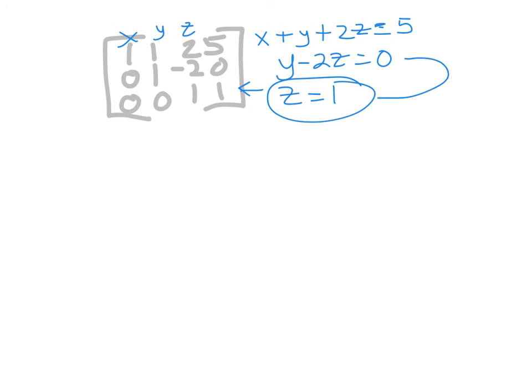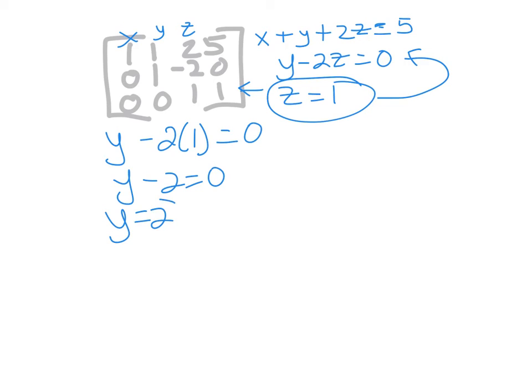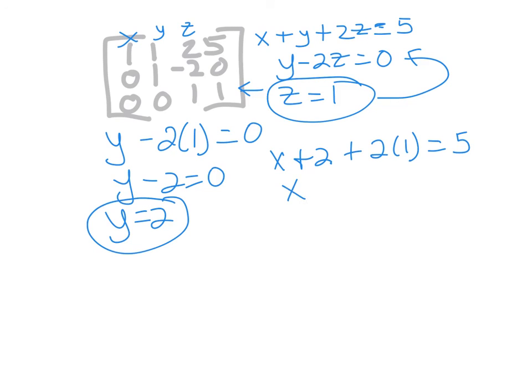So now I'm going to take that and plug it into that. So that would give me y minus 2 times 1 is equal to 0. So y minus 2 is equal to 0, so y has to be 2. Okay, now I'm going to take those two and plug them into the original equation, or the top equation. So now that's going to be x plus 2 plus 2 times 1 equals 5. So x plus 4 equals 5. So that means x is also 1.